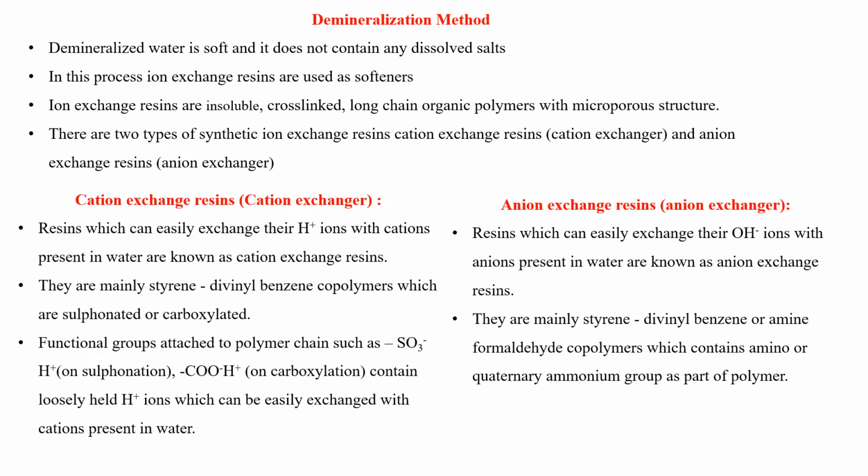Anion exchange resin. Now anion exchange resin is also called an anion exchanger. So the resin which can easily exchange its OH- ion with the anions present in water is known as anion exchange resin. Here again it's a type of polymer having a styrene divinyl benzene or amine formaldehyde copolymer which will have the amino or quaternary ammonium group with loosely bound OH- ions. It means when we pass the water sample through this anion exchange resin, all the anions will get exchanged with the OH- ions.